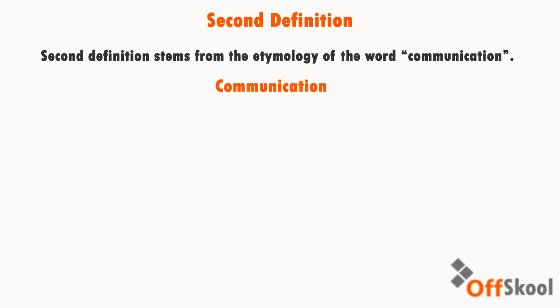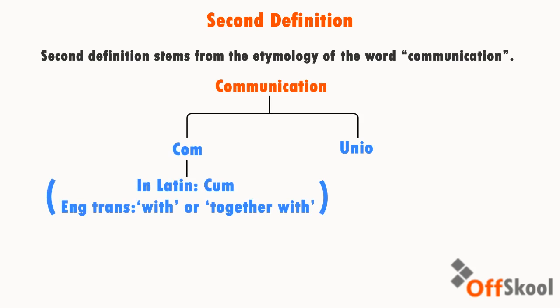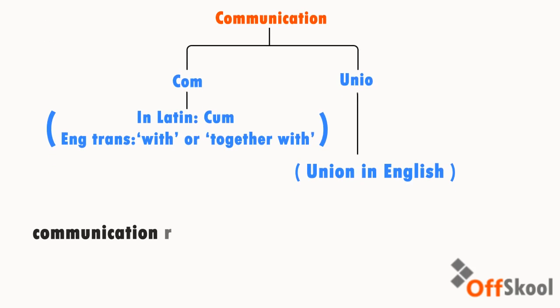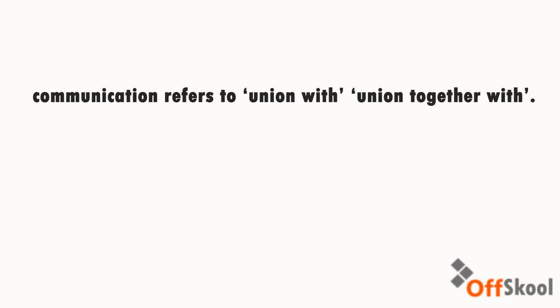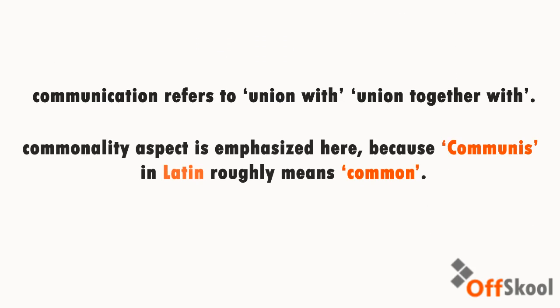The word communication contains two root words, com and unio. Com is for the Latin come, and the English translation of this would be with or together with. And unio, it means union in English. Hence, communication refers to union with or union together with. The ancients believed that engaging in communication in some mysterious way would lead to the establishment of commonality or a true union between individuals. The commonality aspect is emphasized here because communis in Latin roughly means common.